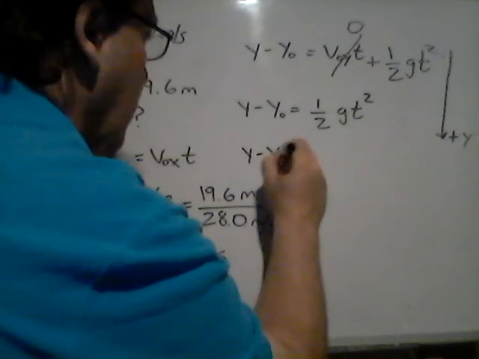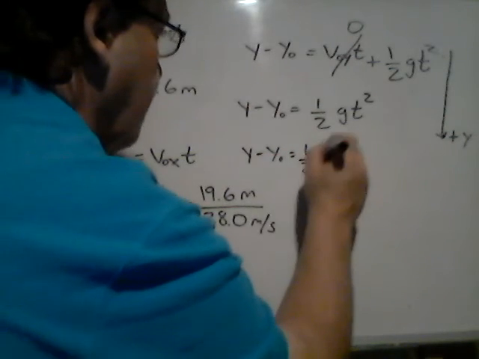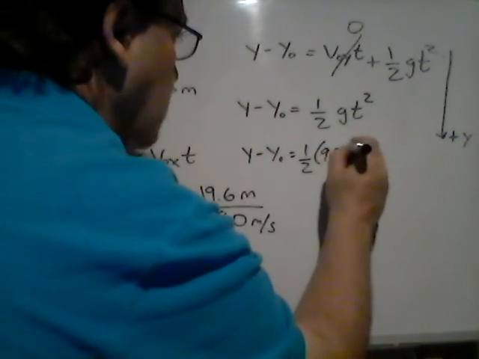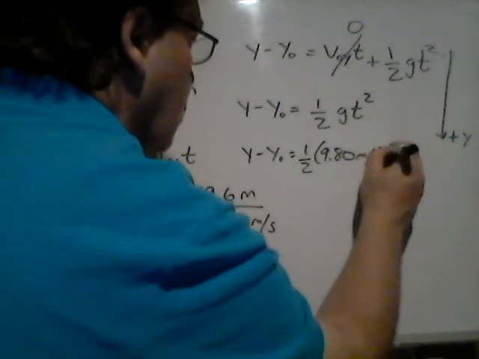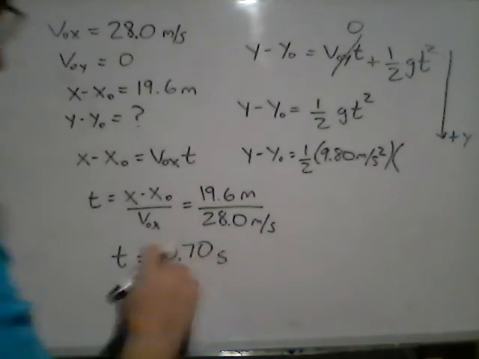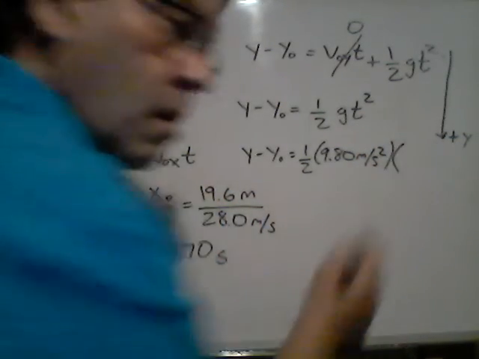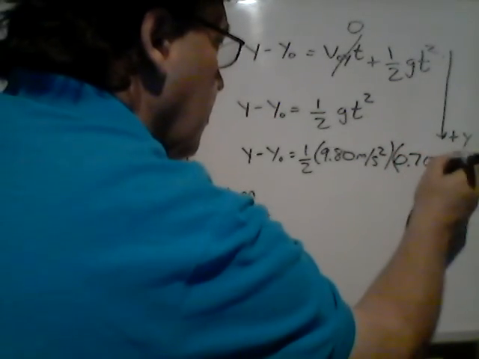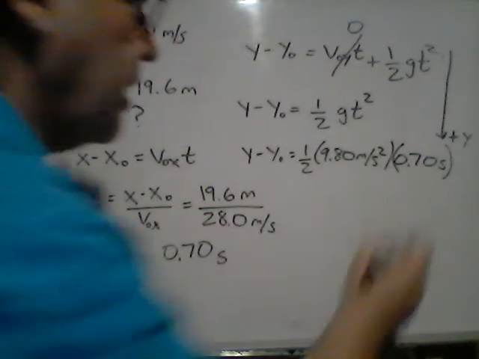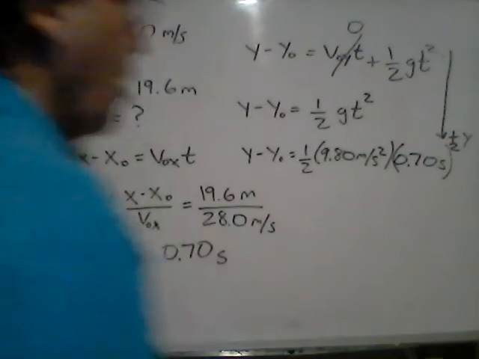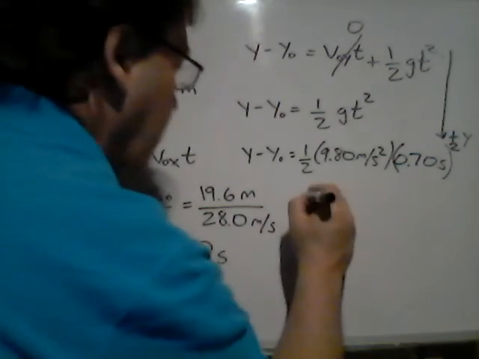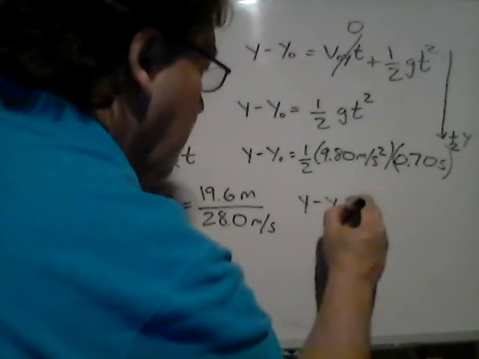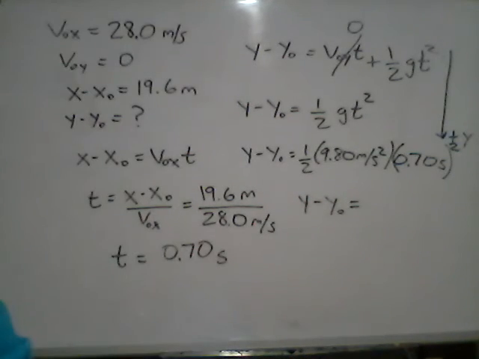Y minus y naught is 1/2 times 9.80 meters per second squared times, and we're told it's 0.70 seconds, squared. All right, and if we do that, we find out that the initial height of the tennis ball, y minus y naught, is equal to 2.40 meters.